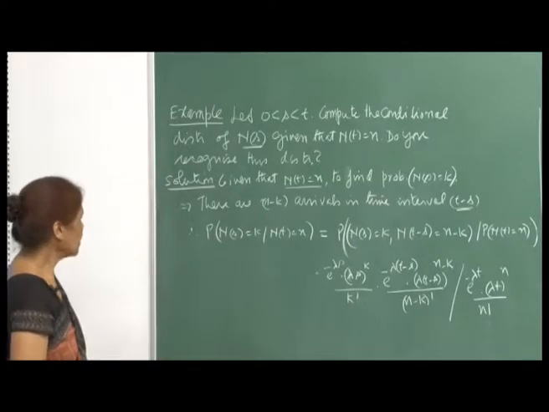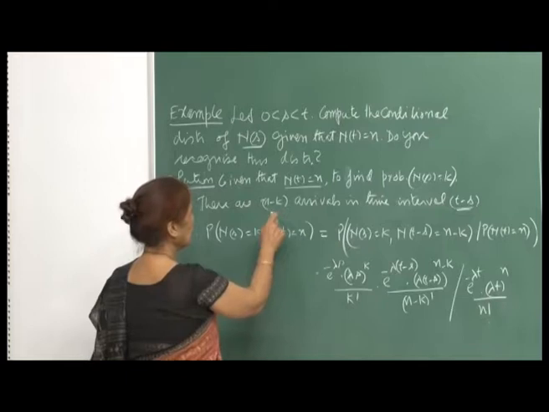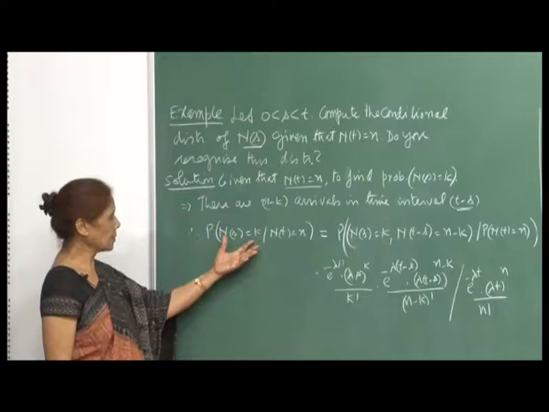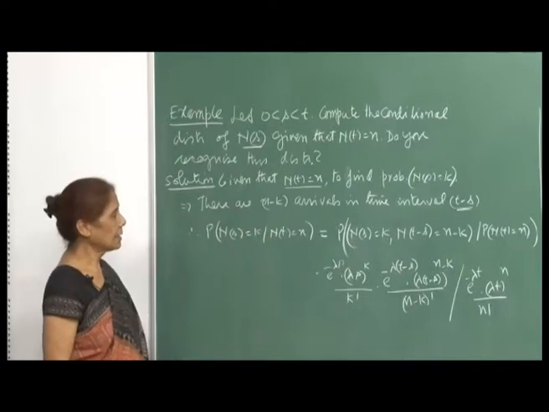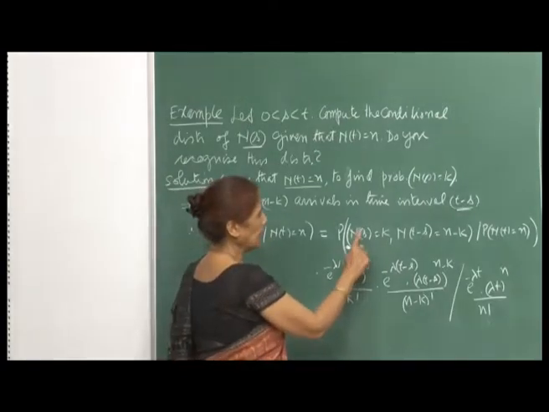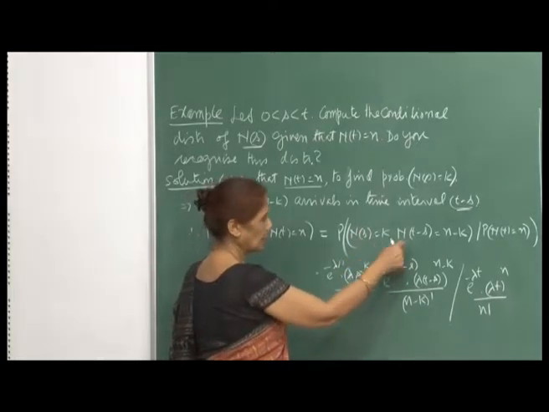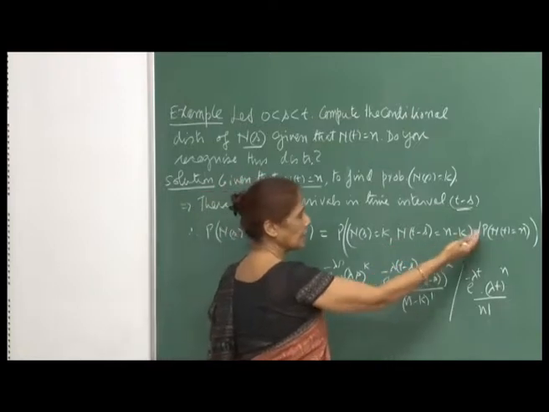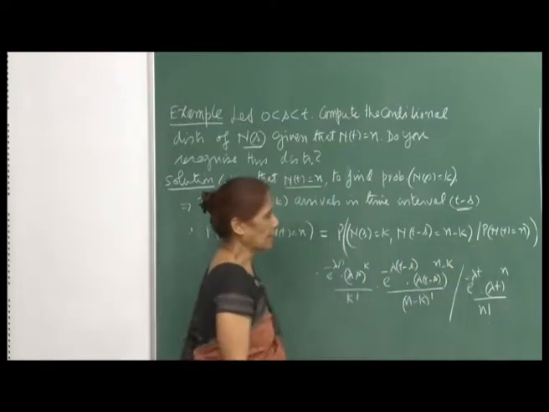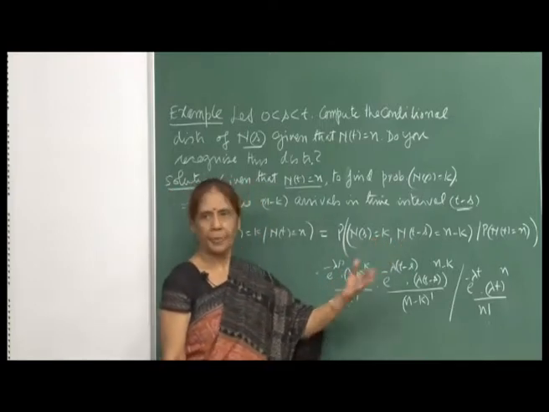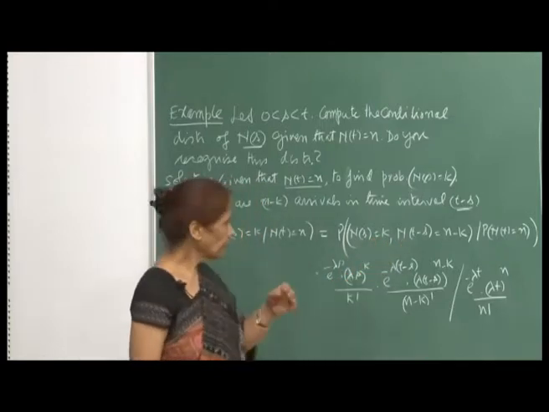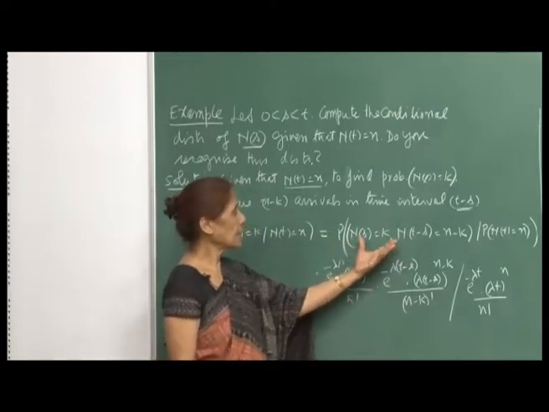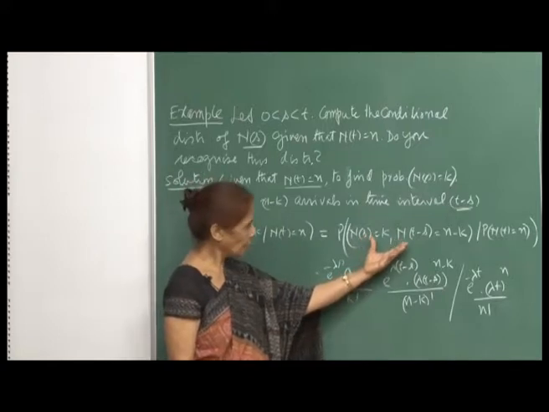So, the number of arrivals in time t minus s is n minus k. When you write down this probability, the probability that N(s) equals k, given that N(t) is n, you can write this as the joint probability that N(s) is k and N(t) minus N(s) is n minus k, conditioned on N(t) equal to n. And since, from the independent increment property for disjoint intervals, s and t minus s, the probability can be written as a product of these two probabilities.